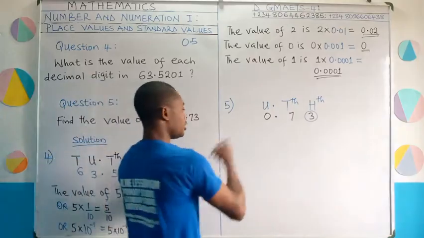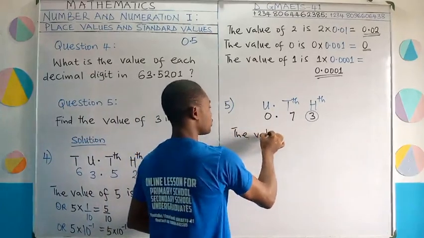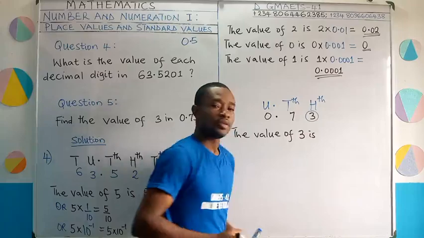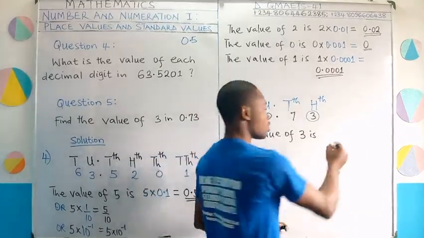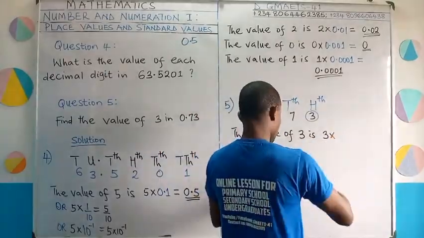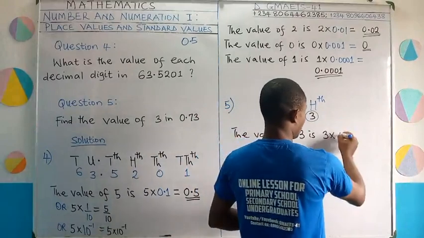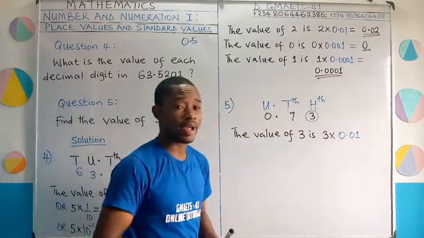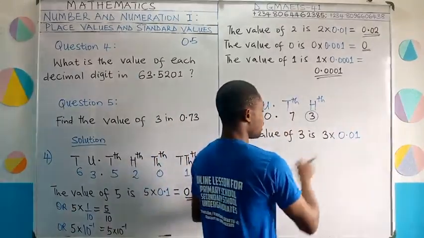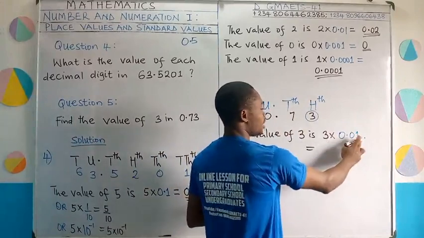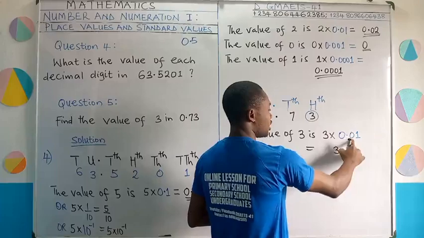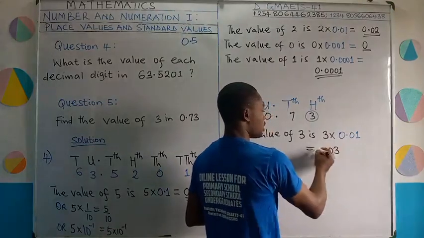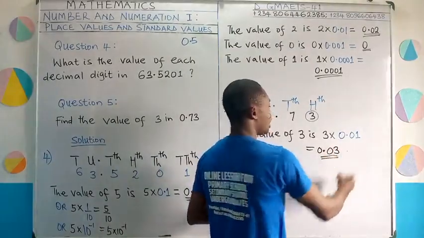Therefore, the value of 3 is 3 times that standard value, 0.01. And if you multiply 3 by 0.01, the answer you are going to get is 0.03. 3 times 1 will give you 3. 3 times 0 will give you 0. Then you have these decimal points. 3 times this 0, you get 0. And this is our answer.